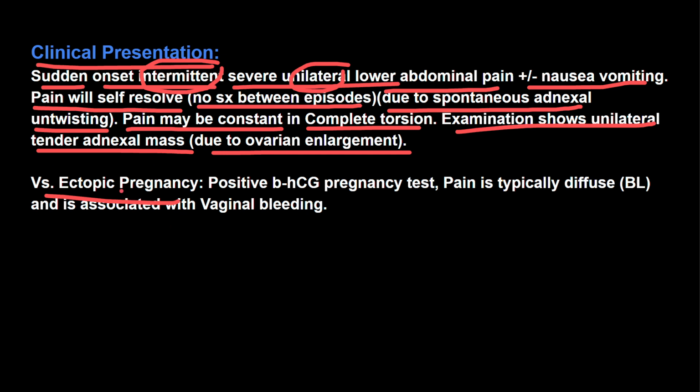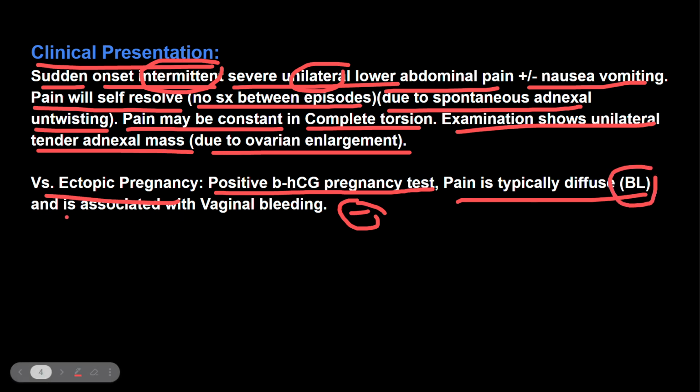You're going to have to differentiate ovarian torsion from ectopic pregnancy. First of all, an ectopic pregnancy would have a positive beta HCG pregnancy test. In cases of ovarian torsion, the result would be negative, and the pain is typically diffuse, that is bilateral in ectopic pregnancy, and is usually associated with vaginal bleeding. In cases of ovarian torsion, you have no vaginal bleeding. The pain is classically unilateral, as stated here.